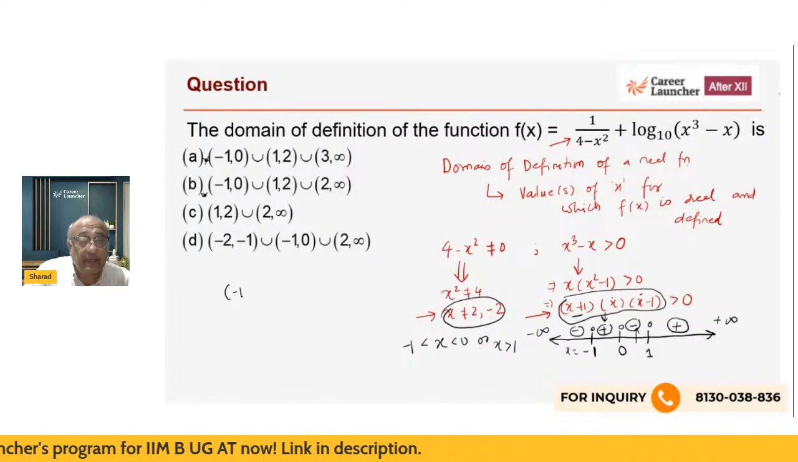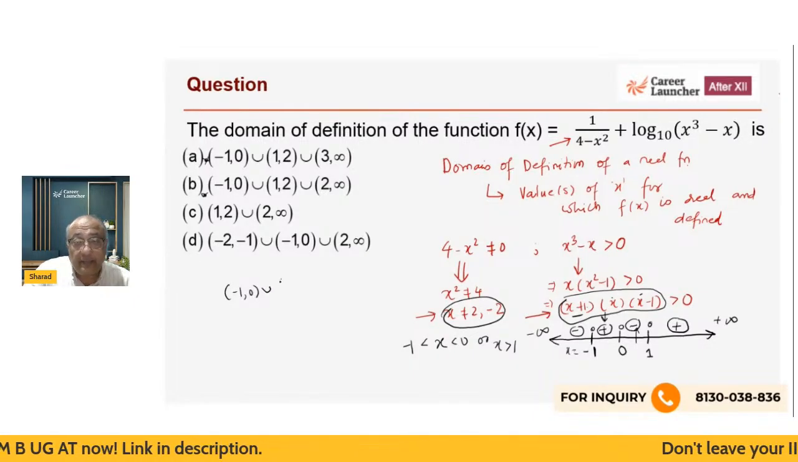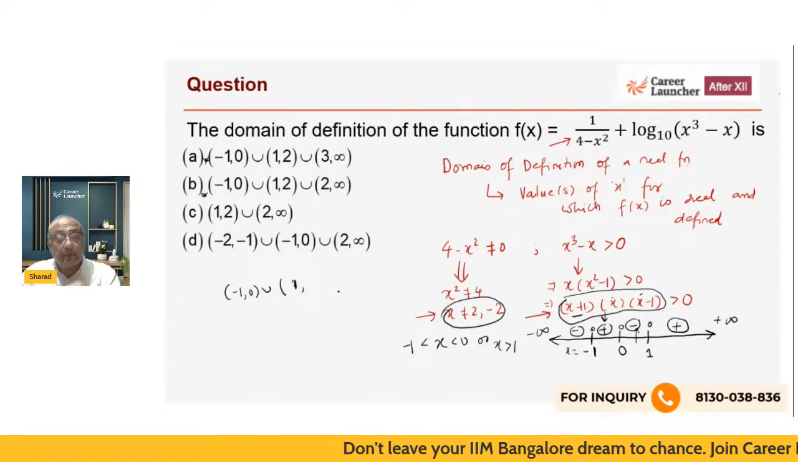So first of all minus 1 to 0, and union, then x is greater than 1. So greater than 1 means 1 to infinity.